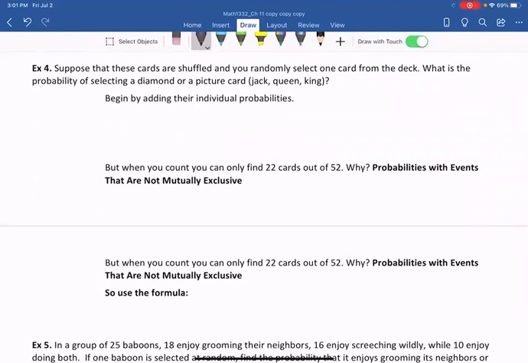Example 4. Suppose that these cards are shuffled and you randomly select one card from the deck. What is the probability of selecting a diamond or a picture card? You see "or," so you need to add the probability of selecting a diamond and the probability of a picture card. Right now, we just don't consider whether they are mutually exclusive or not. Pretend they are mutually exclusive. So P of diamond, I just use D to represent selecting a diamond, plus, because this is "or," a picture card. So what's the probability of that?